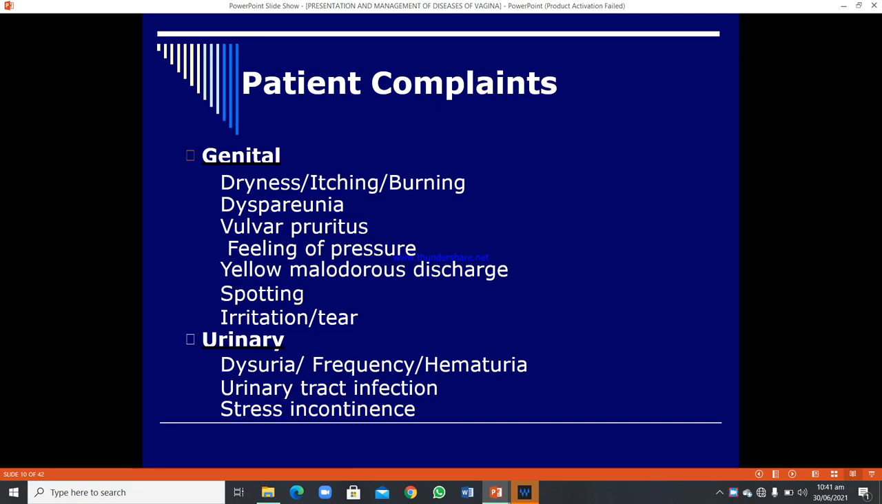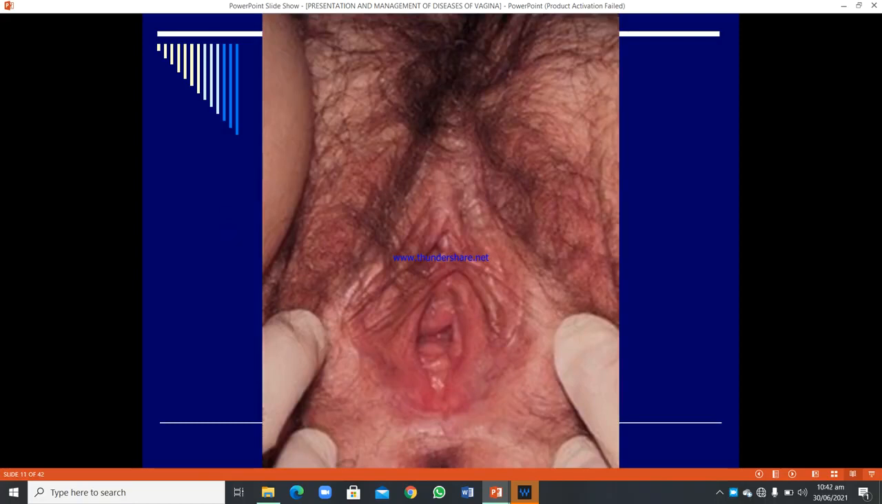Urinary: dysuria, painful micturition, frequency of micturition and blood in the urine. Urinary tract infection, stress incontinence, that is, there is a dribbling of urine when the patient laughs or coughs, or with change of posture or lifting heavy weight. You can see in this picture.